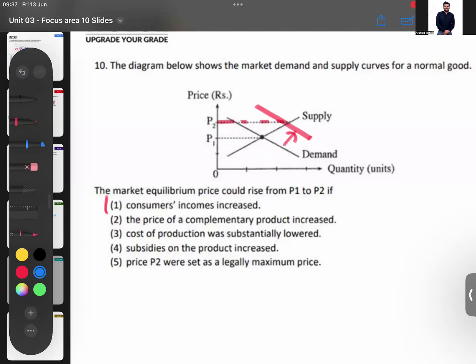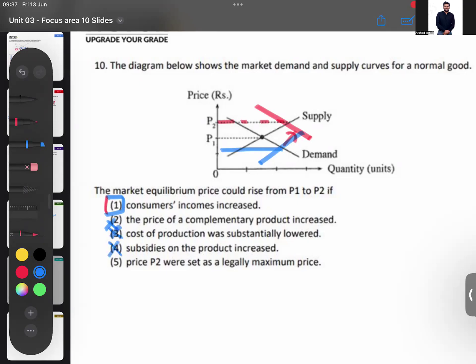Number 3 is saying cost of production was lower. If cost of production was lower, supply will increase. If supply increases, then also your price will come down. So not 3. Subsidies were increased. Same thing, with subsidies, supply will increase, and again the price will come down.